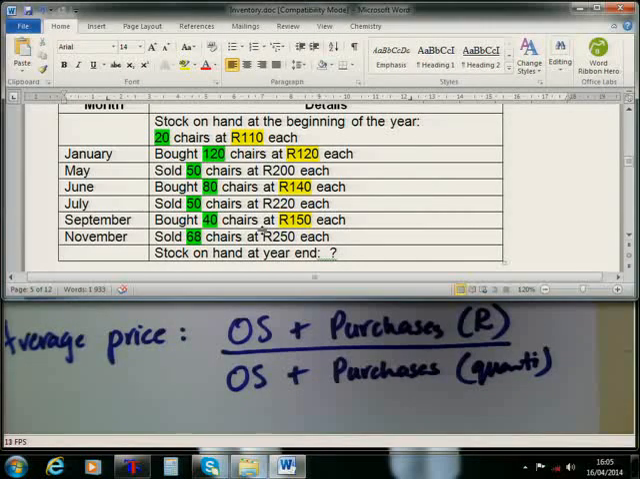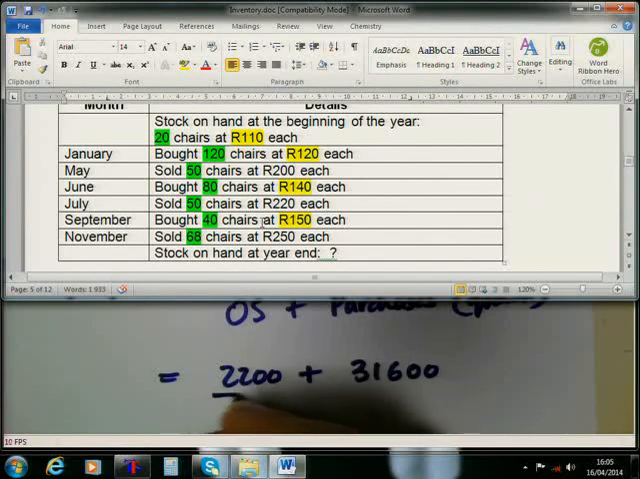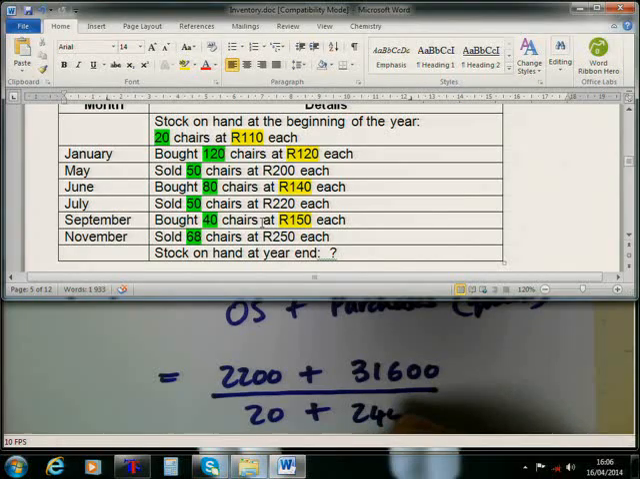Opening stock, remember we talk about value first. The opening stock was 2,200 rand and the purchases was 31,600. That is money, divided by quantity. The opening stock was 20 chairs, and the purchases was 120 plus 80 plus 40, and that equals 240.